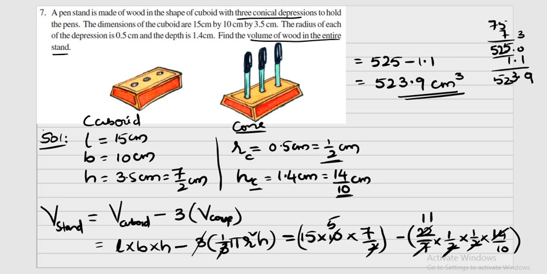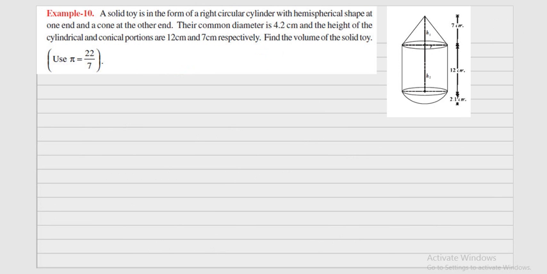So the answer is 523.9 centimeter cube. Likewise we can find out the volume of this particular stand, because here we are digging out the depressions. Since we are removing, we have subtracted, right? Next, moving on to one more question. See, these are nothing but small questions, right?